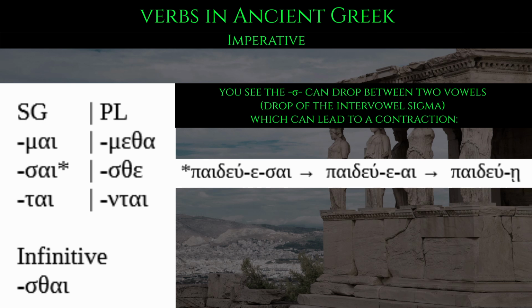So what we are seeing here is first the drop of the intervocalic sigma, which leads to epsilon and alpha, and this becomes eta. Yet again, we do have a diphthong, alpha iota. So, this becomes simply an alpha with iota subscript.